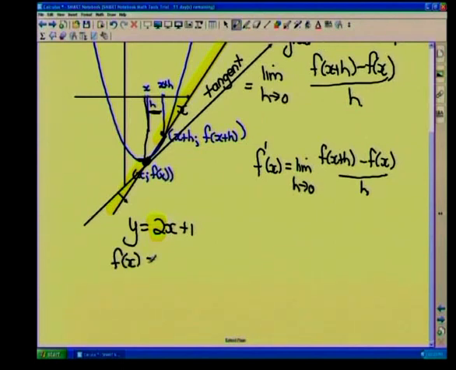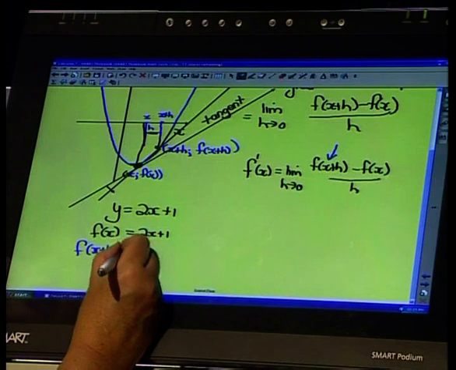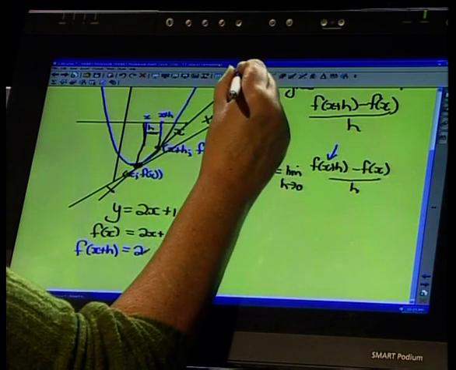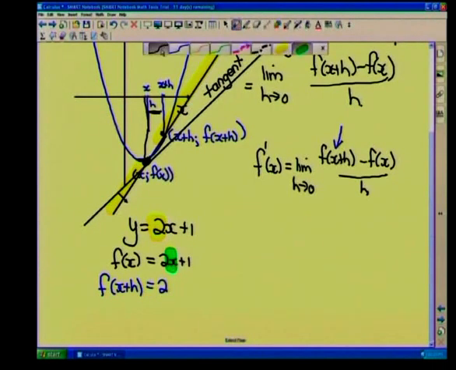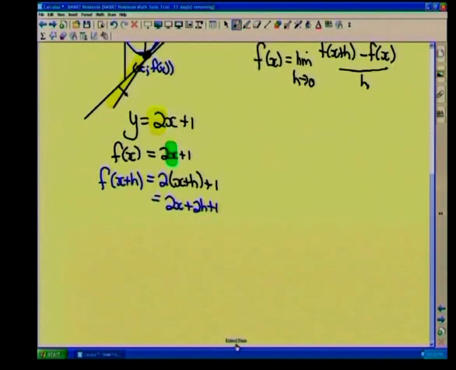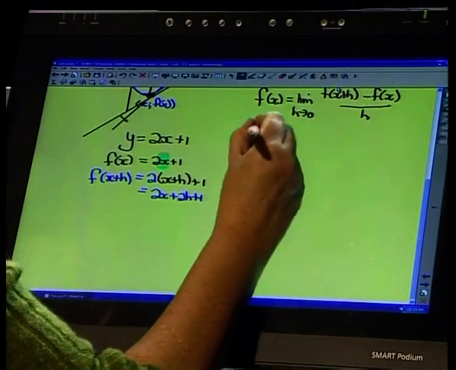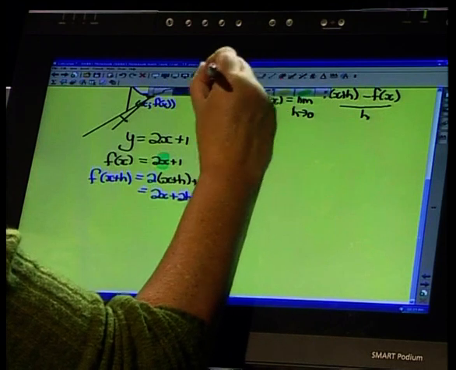Let's write it as f of x equals 2x plus 1. And the first thing I'm going to do is work out the f of x plus h, because notice over here, that's the first thing I have. Well, that means go to this expression, and wherever there's an x, put an x plus h. Right, so we have 2x plus 2h plus 1. So we're going to go over here and we're going to replace this thing. Let's do the rest in black so you see what I'm replacing clearly.